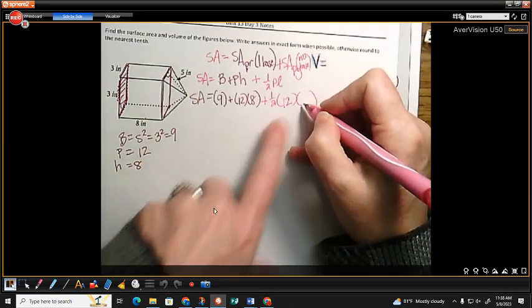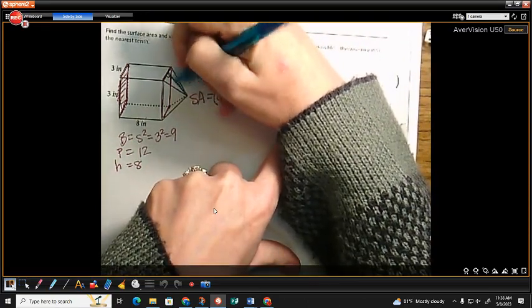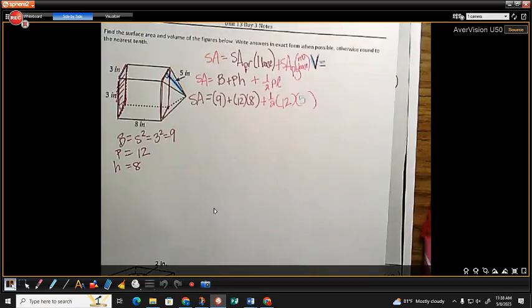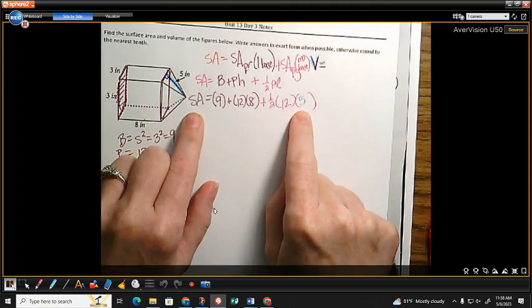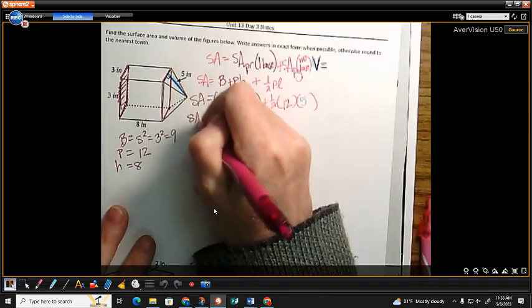Do I know the slant height here? It's 5. Yeah, they conveniently gave that to me. It's 5, so I can drop that in there. Have I now done everything for my surface area? Yes. Now you can go in and start simplifying it.